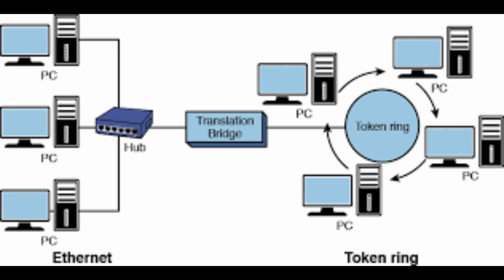Translation bridge: a translation bridge converts received data from one networking system to another. It is used to transmit data between two different types of networking systems, like token ring to Ethernet, so that both networking systems can transmit data.